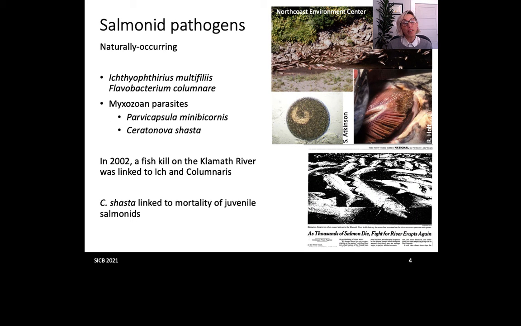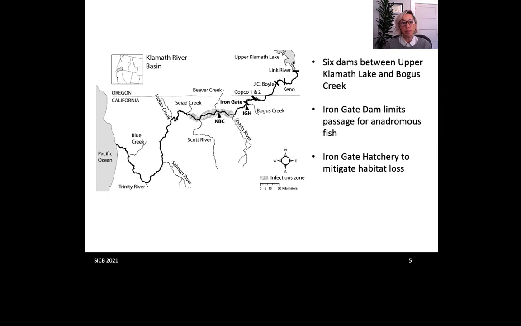These are a few of the pathogens that can affect salmonids. Those commonly known as ick and columnaris were attributed to the 2002 fish kill on the Klamath River that resulted in between about 35,000 and as many as 65,000 fish dying over the course of a few weeks. More recently, C. shasta has been the focus of research and management in the Klamath because of its effects on the survival rates of juvenile Chinook and coho salmon.